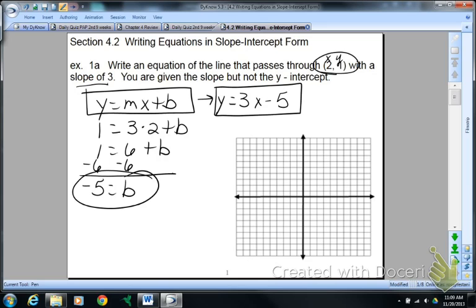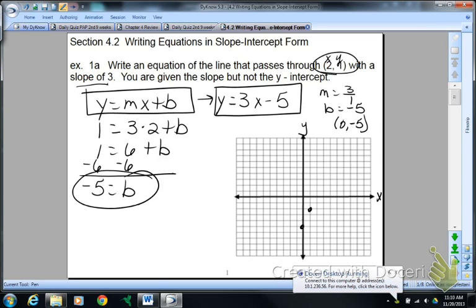So let's just review graphing, because you're going to have a quiz on this in a couple of days. Your slope is 3 over 1. Your b is negative 5, which is the ordered pair (0, negative 5). Remember, your y-intercept is always an ordered pair with x equal to 0. So we're going to label the x and y axis. Do not forget to do that. Plot your y-intercept. Now, using the slope of 3 over 1, we're going to go up 3, to the right 1.